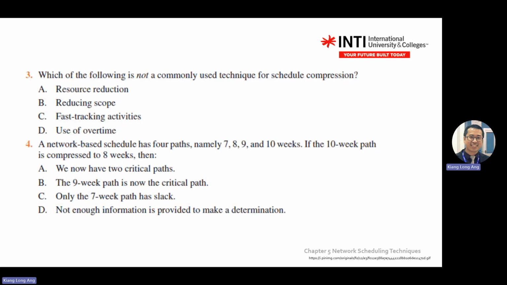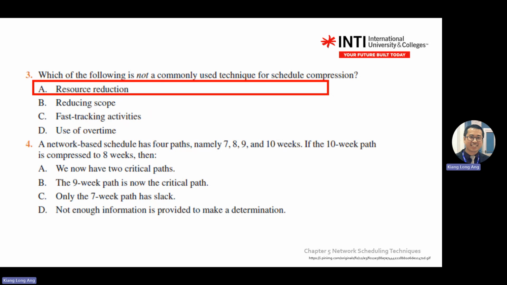Schedule. Which of the following is not commonly used technique for schedule compression? What you look at just now: resource, time, and scope. So resource reduction. Okay, but anyway, number 3, not commonly used technique for schedule compression. Scope, fast track, overtime.